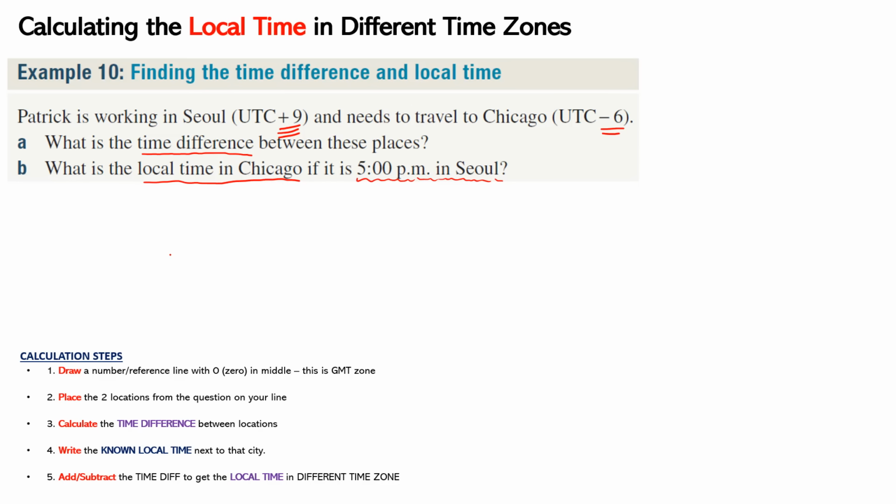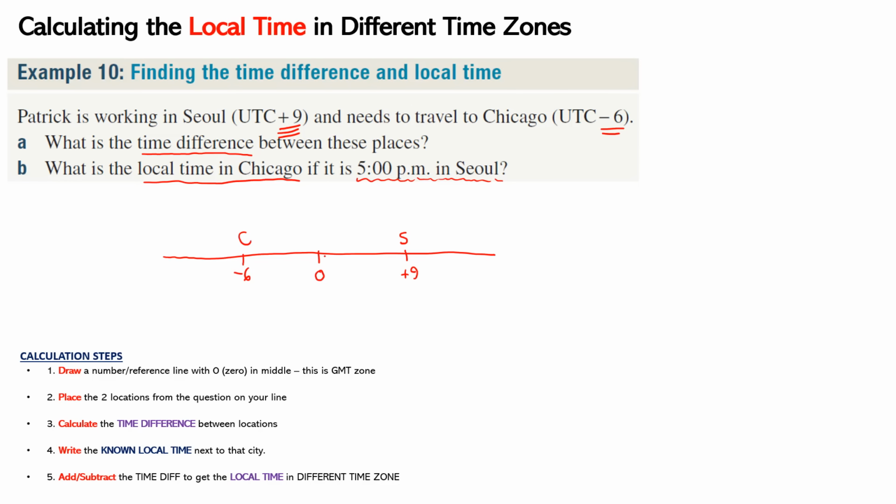So down here, first step, we're going to draw a number line. Just draw a line, put 0 in the middle as a reference, and then put these 2 locations on the number line. It doesn't have to be 100% to scale, as long as you put the positive numbers over the positive side and the negative numbers over the negative side. And I'm going to label them with S for Seoul and C for Chicago.